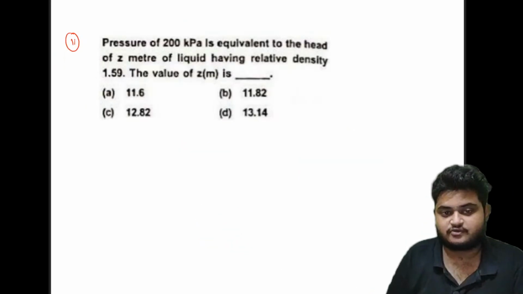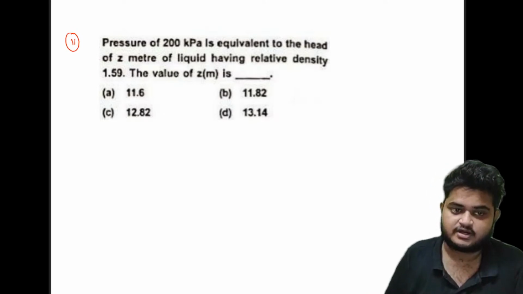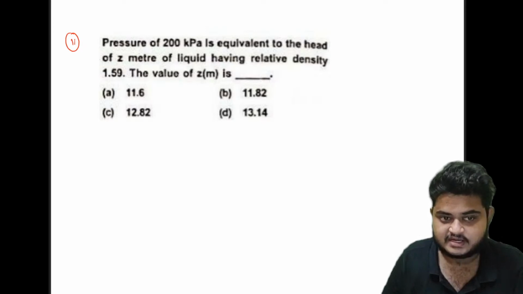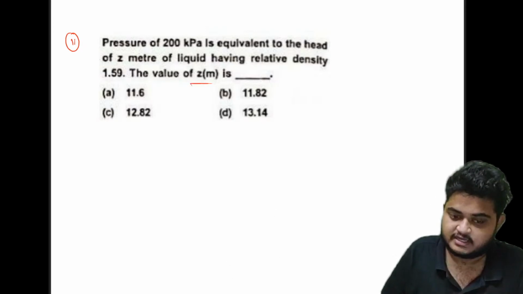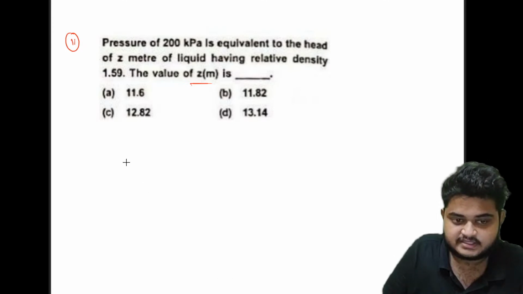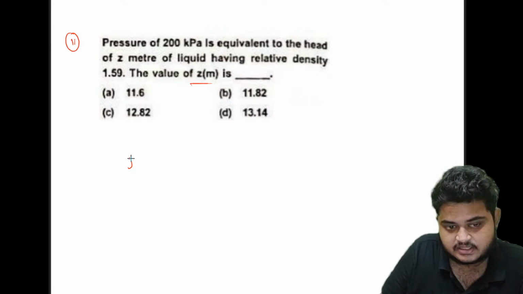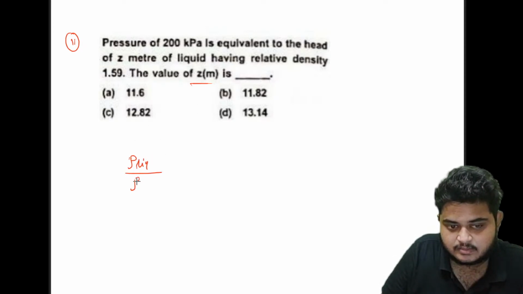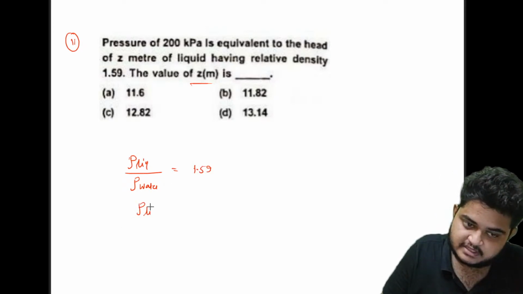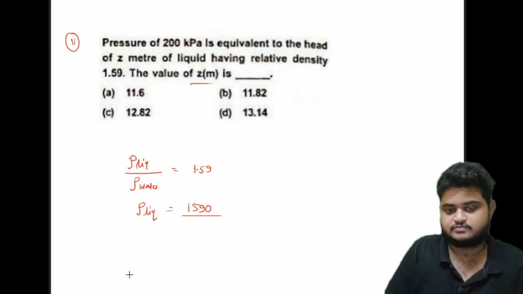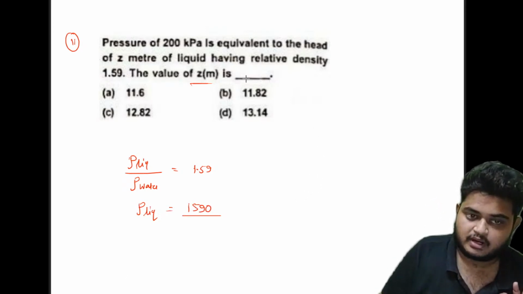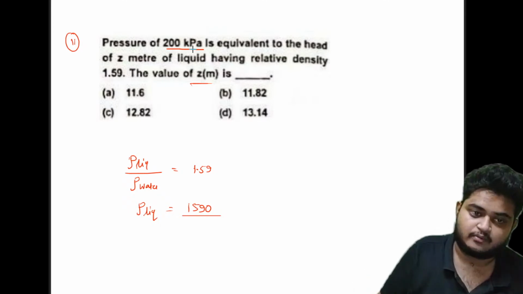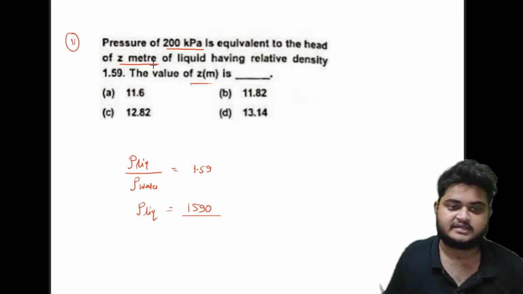The next question: the pressure of 200 kilopascal is equivalent to the head of Z meter of liquid having relative density of 1.59, the value of Z. इसमें क्या है, हम लोगों को रिलेटिव डेंसिटी दिया हुआ है। तो इसका मतलब है कि डेंसिटी ऑफ दैट लिक्विड अपॉन डेंसिटी ऑफ वाटर is equal to 1.59. So what will be the density of that liquid? It will be 1590. So we have the rho, we have the pressure intensity, and we need to calculate the height, that is Z meter.